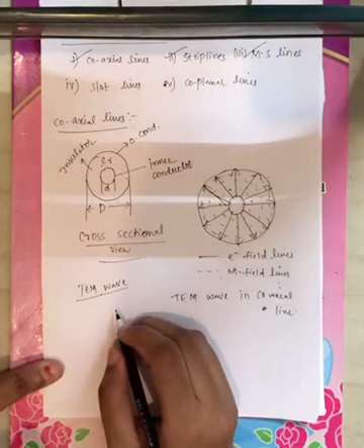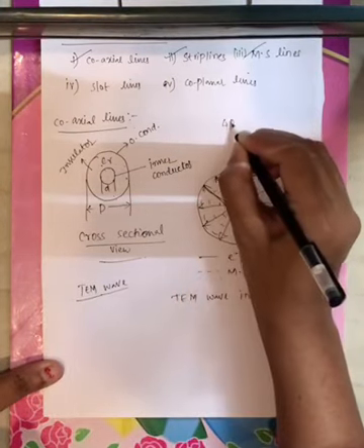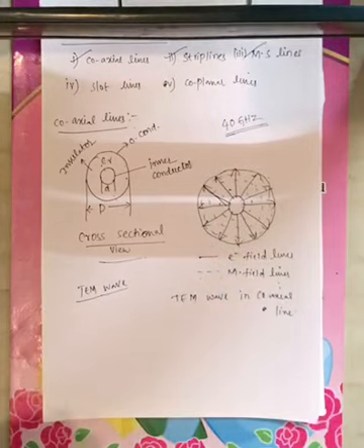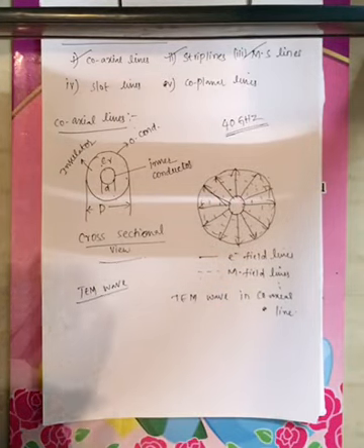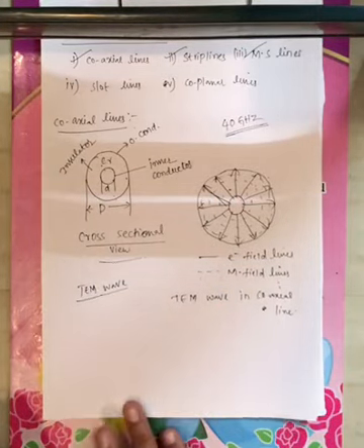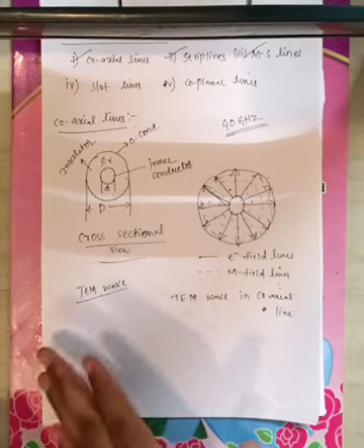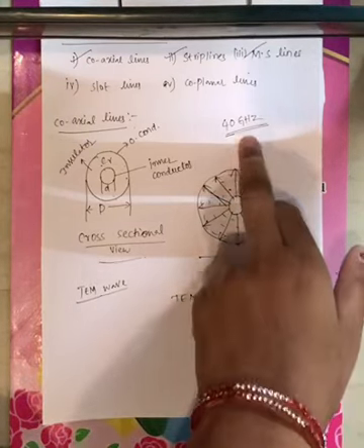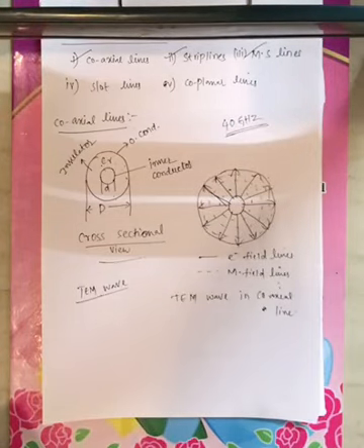The only disadvantage of coaxial line is that it can operate only up to 40 gigahertz. I said it doesn't act as a high pass filter, so it will allow all the frequencies, but practically it will allow the frequencies up to 40 gigahertz only. That's why it can operate up to 40 gigahertz.